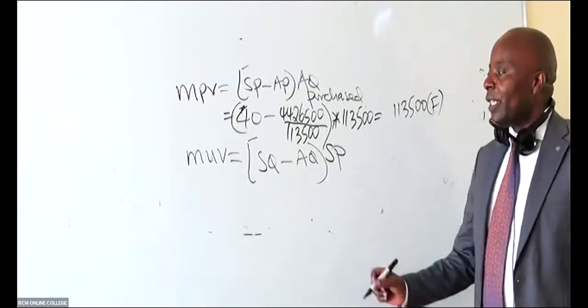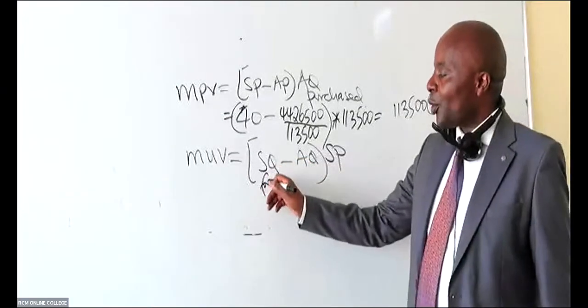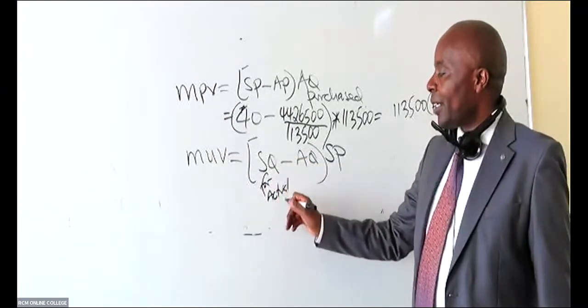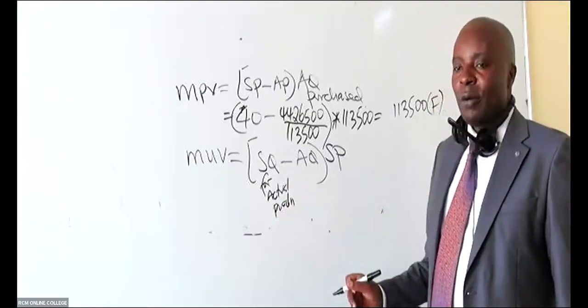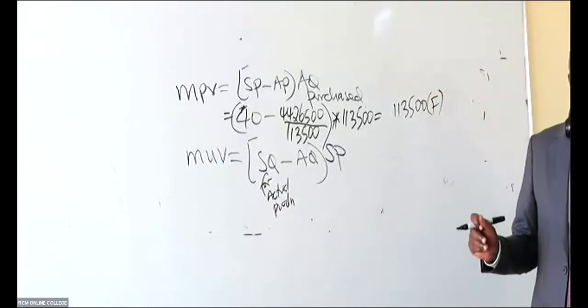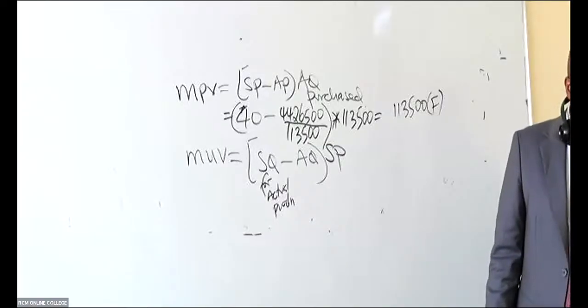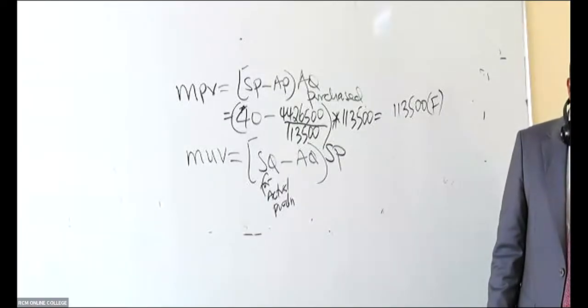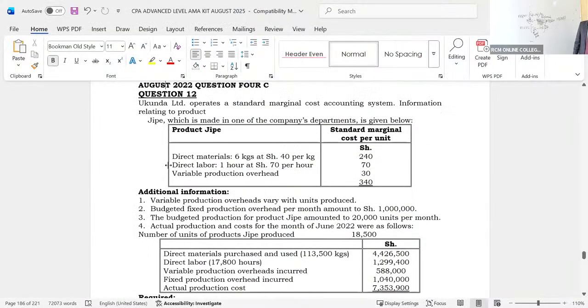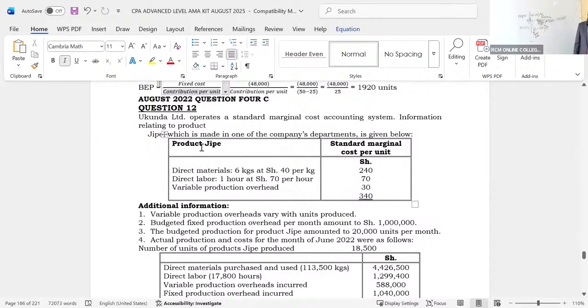Please don't forget that this is the standard quantity for actual production. So go to your standard cost card and read the standard quantity given there. My standard cost card, up here, I've got direct materials. How many do I need? 6 kilograms. But you see, that is for 1 unit.